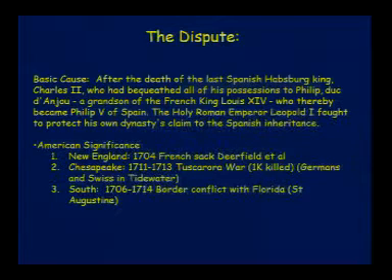Down in the Chesapeake, somebody else is going to excite the local Indians, and they're going to attack settlements down there. It's called the Tuscarora War.